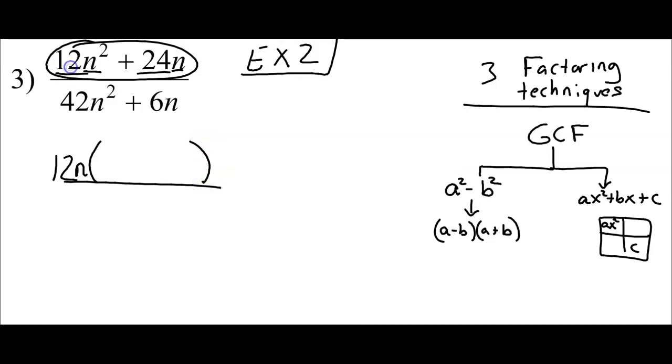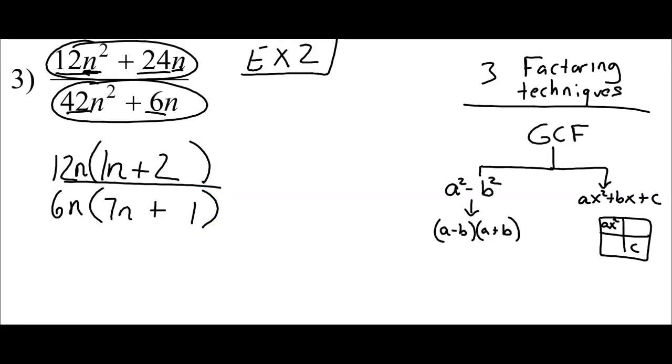So if I divide 12 by 12, I get 1. If I divide 24 by 12, I get 2. If I take one n away from this, I'll still have 1 left. And if I take one n away from here, there won't be any n's left. So I divided out a 12n. See if you guys can take out the GCF on the bottom real quick. I'll wait for you. All right. So there's that.